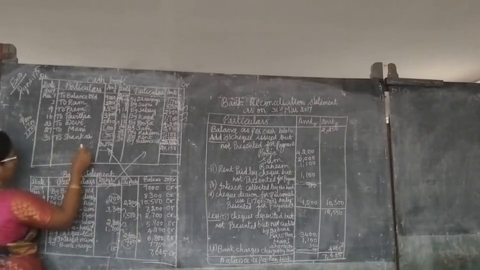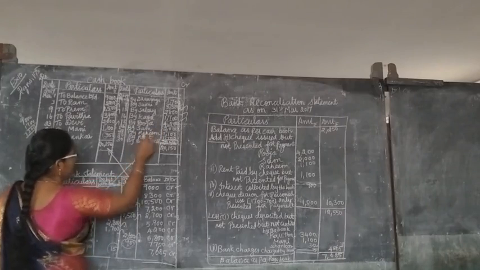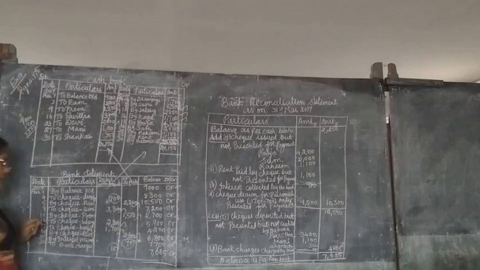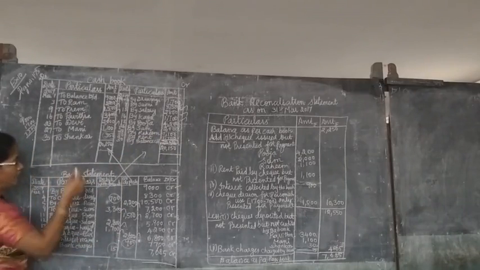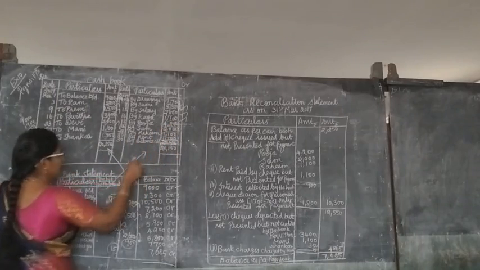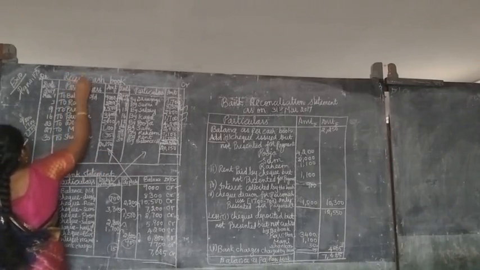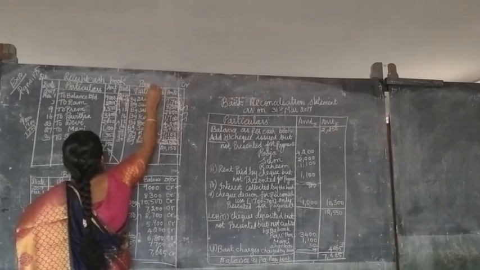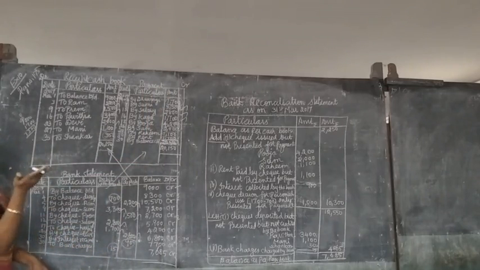Then next is 17th, no transaction. Then on 18th we have given a check to Pooja, 4,200. See, Pooja has not presented the check for payment, so our balance will be 4,200. After 18th there is no transaction. We have issued checks to Pooja, Shyam, Rahim, and also a check for rent. All these are on the payment side, isn't it? This is the receipt side, and this is the payment side. We have issued checks but not yet presented for payment, so it will increase the balance in the passbook.